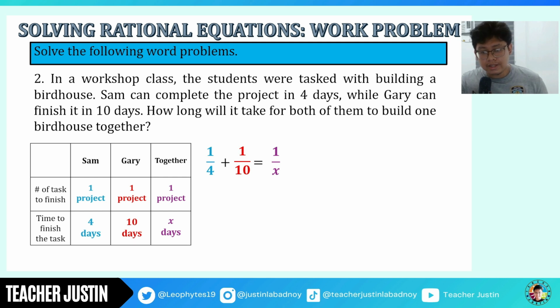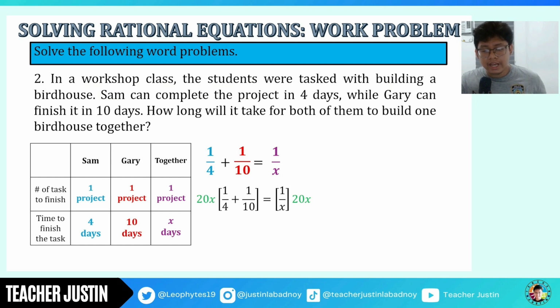Our next step here is to get the least common denominator. So we have 4, 10, and x. We will multiply both sides by the LCD, and the LCD here will be 20x. So we multiply both sides by 20x.